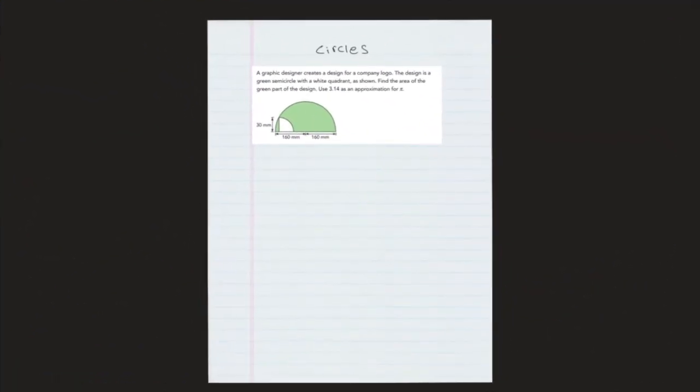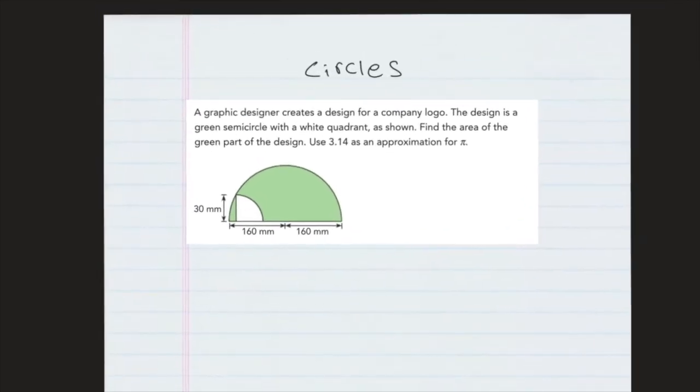Our final example involves some real-world applications of circles. A graphic designer creates a design for a company logo. The design is a green semicircle with a white quadrant as shown. Find the area of the green part of the design. Use 3.14 as an approximation for pi.